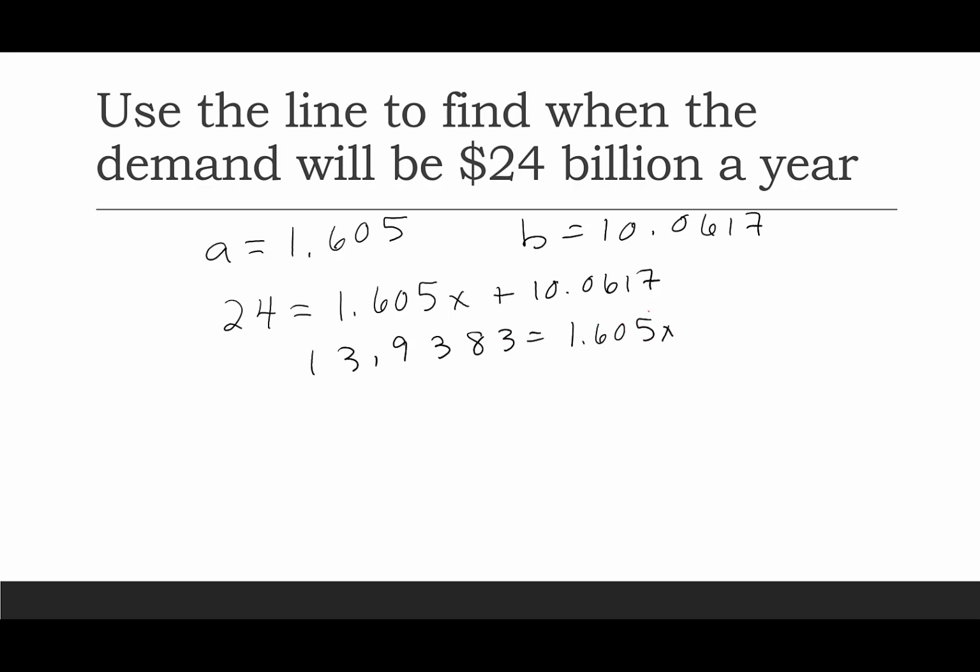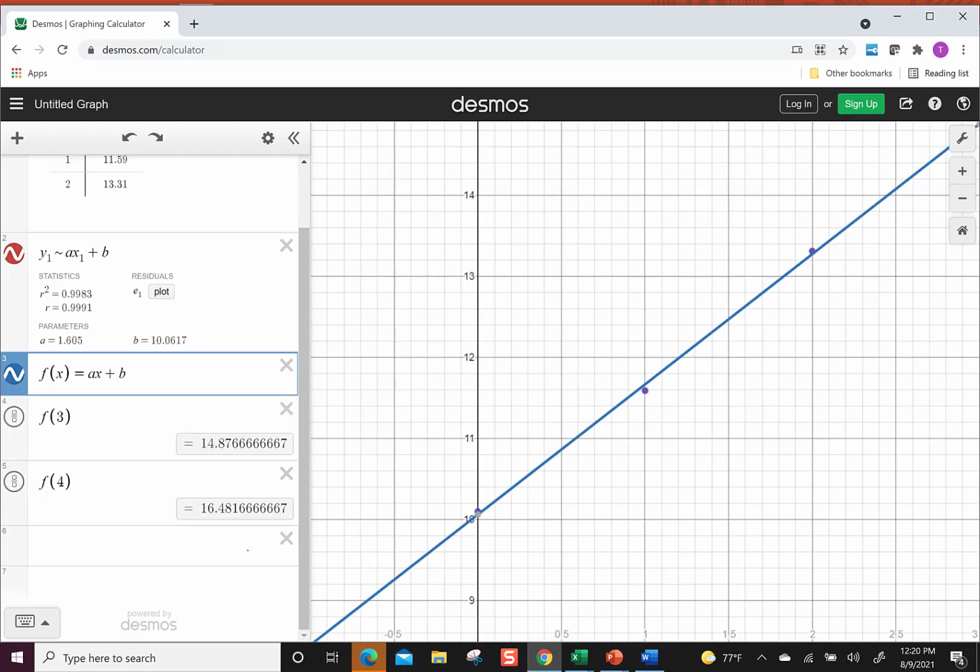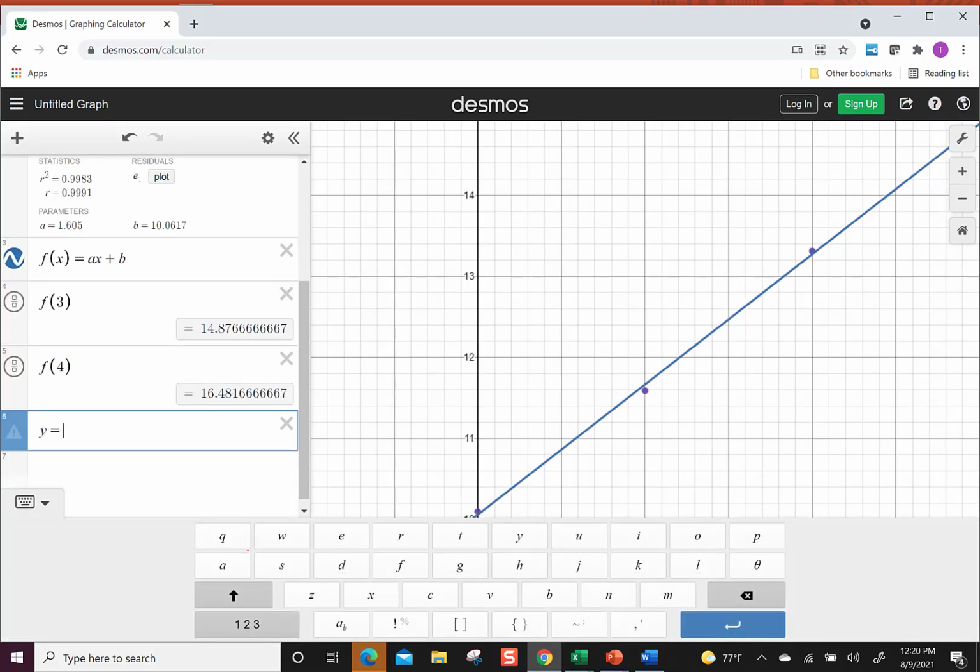is 1.605x, and then divide by 1.605, which gives us x is equal to 8.68. Remember, this is years after 2018, so if I wanted to, I could round this up to 9, I can add it to 2018, which is where our data started, and then this would be in the year 2027. We could also go back to Desmos, and we could type in y equals 24.